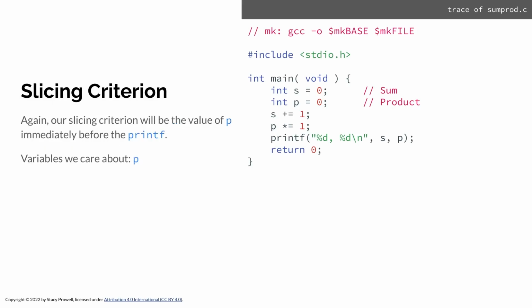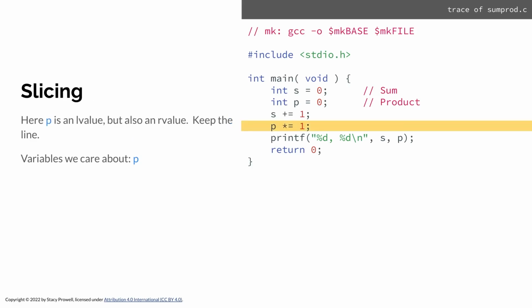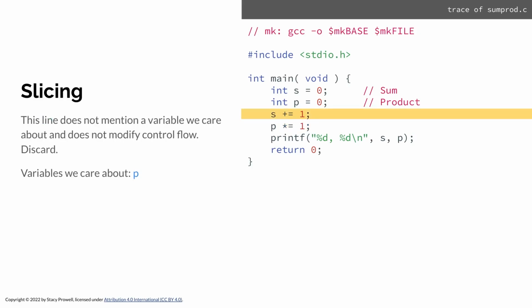Our slicing criterion is the same one as before: the value of P prior to the printf, which means the set of things we care about contains P and nothing else. We move back 1. P is an L value, but also an R value, right? Since P is in the char set and it's being written, we keep this line. Because it's an L value, we throw it away, and then because it's an R value, we add it back. So the char set contains P, and then we move back 1.